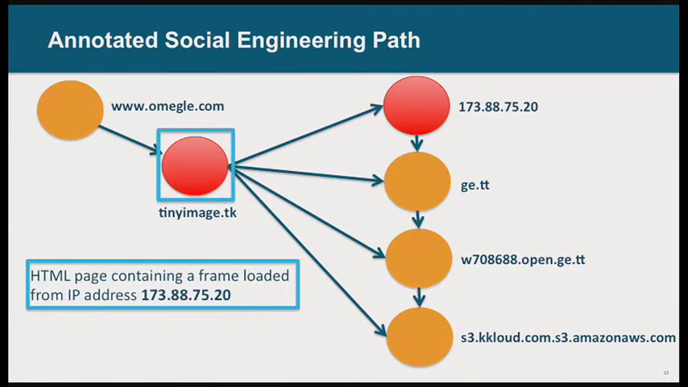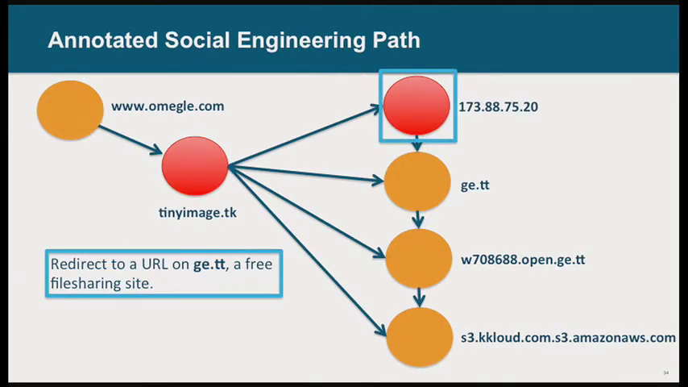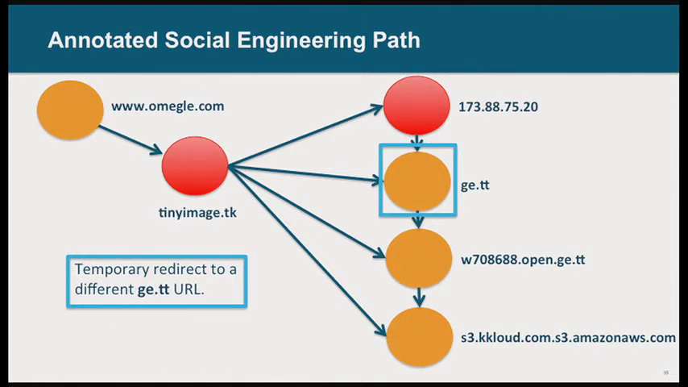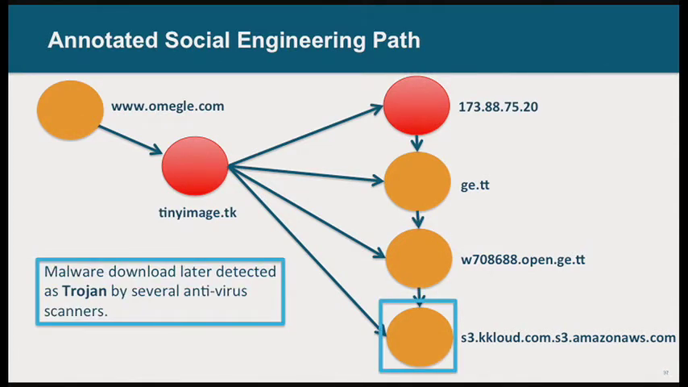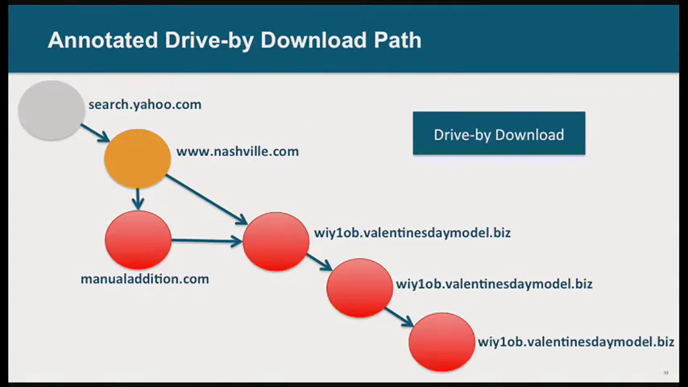And so it actually loads a page that contains a frame that loads another page from this IP address, 172.88.75.20, that redirects the user to a free file sharing site called ge.tt, redirects them to another URL on the free file sharing site that eventually leads to a malicious download from the Amazon cloud. And so that's the type of information that Web Witness provides for a social engineering attack.